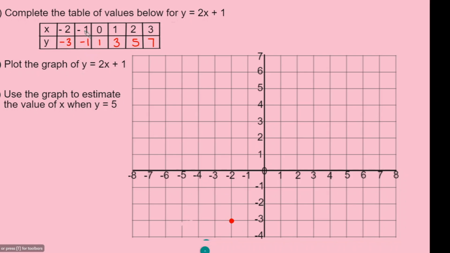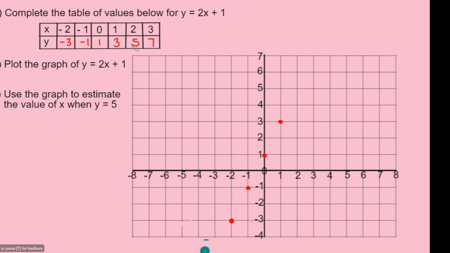Next pair of coordinates, when x is minus 1, y is minus 1. Okay, we have the points here. The next, when x is 0, y is 1. So we have it up here. Okay, and then the next one, x is 1, y is 3 up here. So the point is going to meet somewhere here.